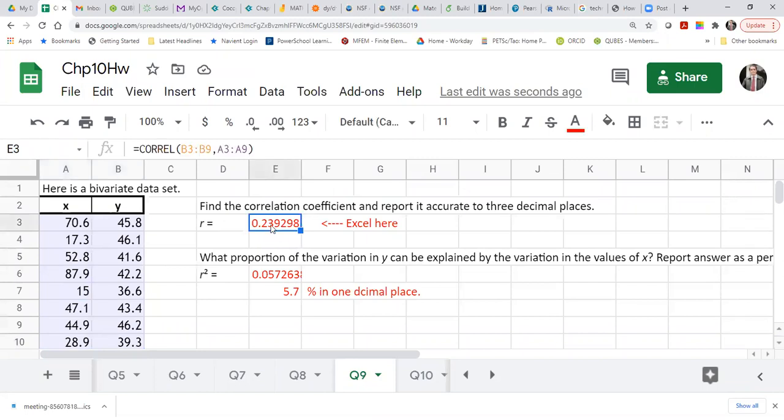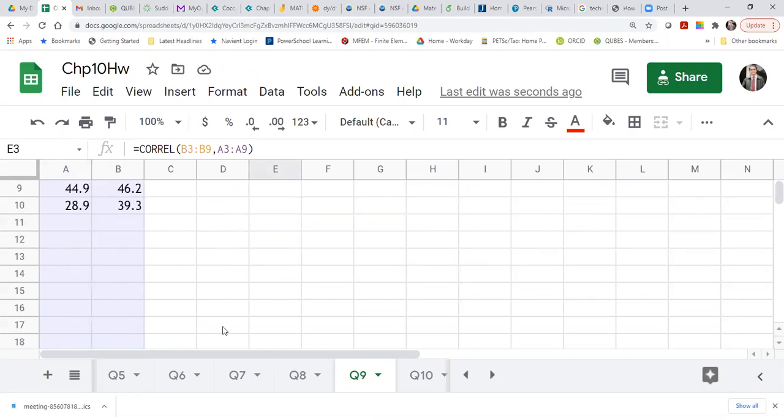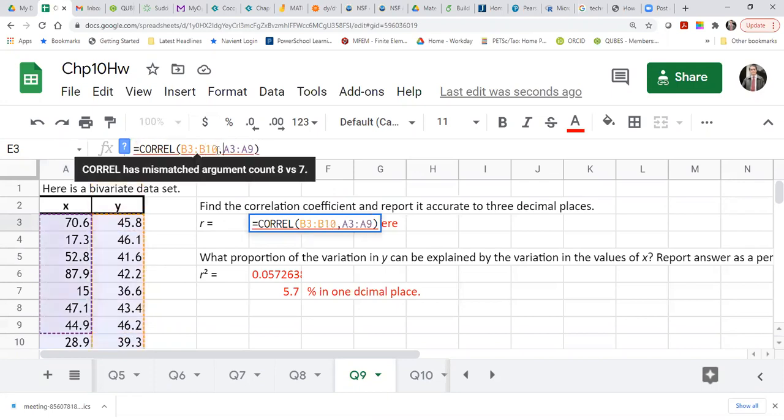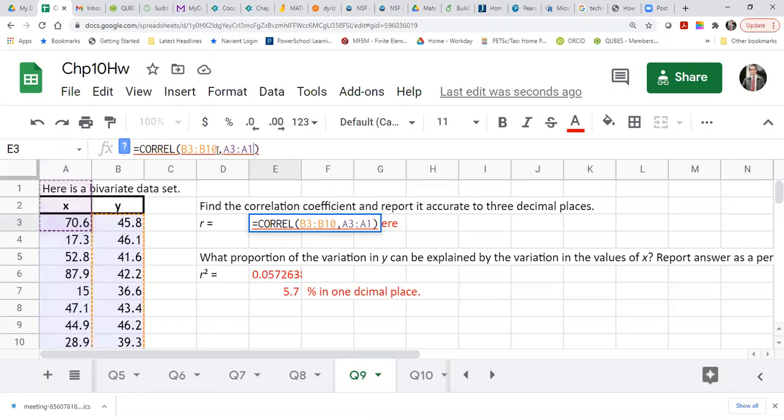So you can see this is the R. So the R is from A3 to A10, and then B3 to B10, right? So this one should be 10, not 9, okay? So you need to change this to B3 to B10, and then A3 to A10, okay? Now if you square it, you got this one here. And then if you're looking for the percentage, multiply by 100% and round up to one decimal, so you got 10, okay?